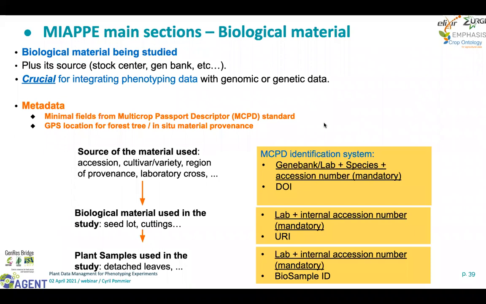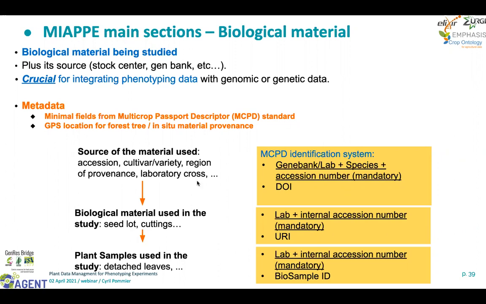The biological material. You are mostly gene bank managers or related, so you know how important it is. So the good thing is that I don't have to stress that today. It's crucial for integrating phenotyping data with genomic or genetic data. It's a minimal set of fields taken from the multi-crop passport descriptors, the MCPD standard. We haven't reinvented the wheel. We have picked the relevant fields and we link to MCPD and gene banks. And it includes GPS location for forest trees in situ material provenance.